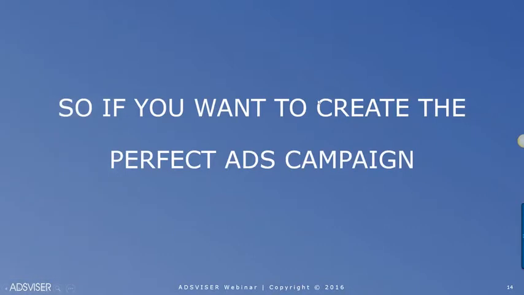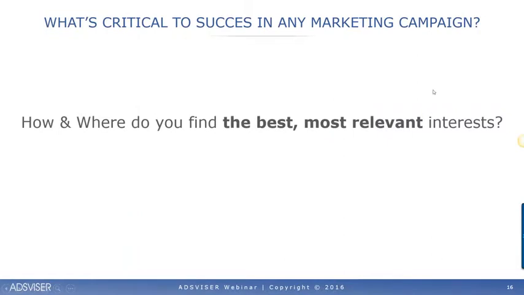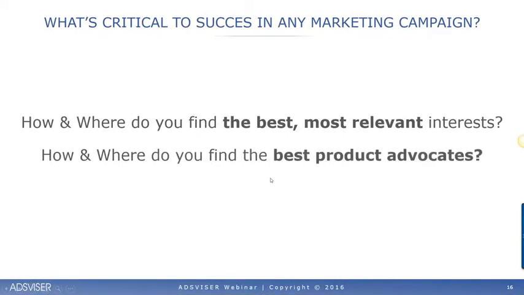So basically, if you want to create the perfect ads campaign, this is what you need, okay? But there's still a big question. I've told you the concept, but how and where do you find the best, most relevant interests? Okay, how on earth are we going to find those? Also, how and where do we find the best product advocates? Now, I'm going to go through what information Facebook has on you, but how and where do we find the best and most relevant interests? And how and where do you find the best product advocates?